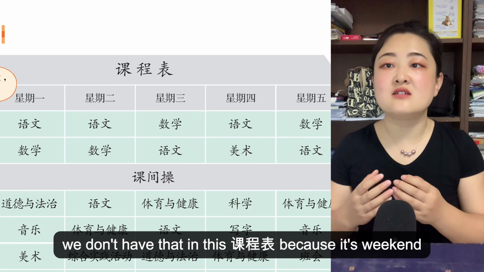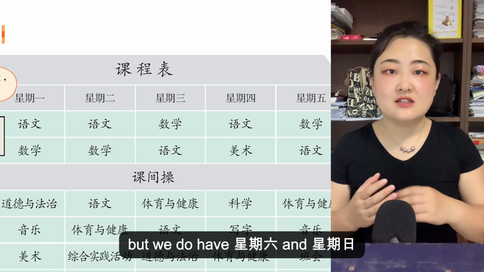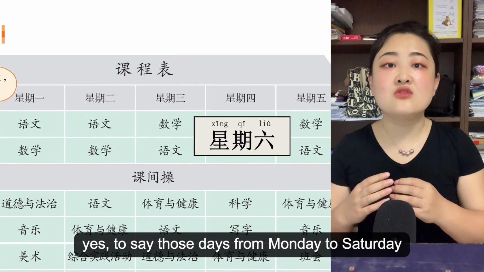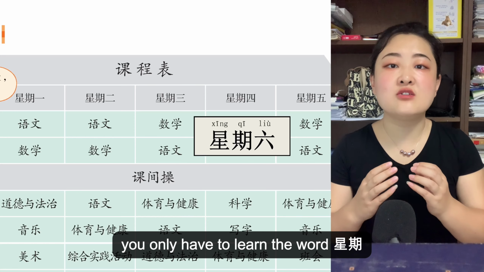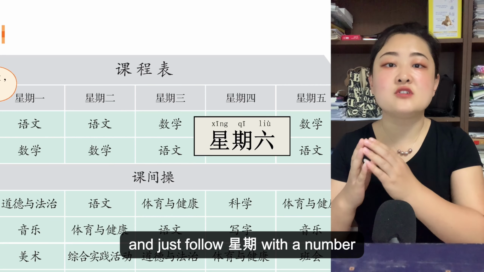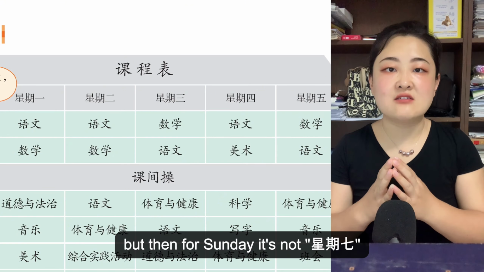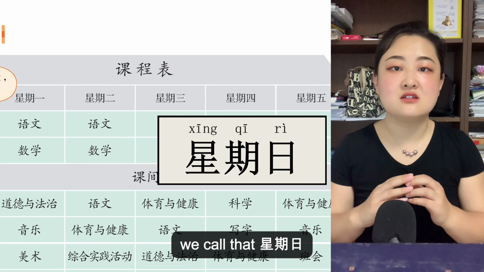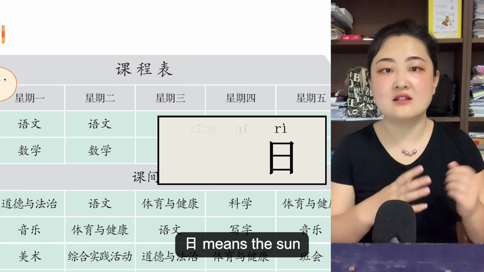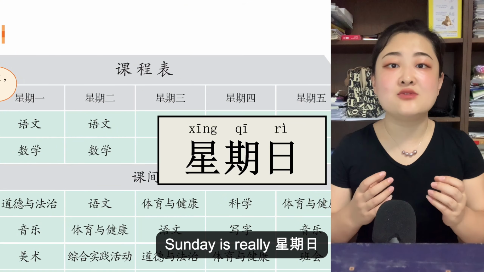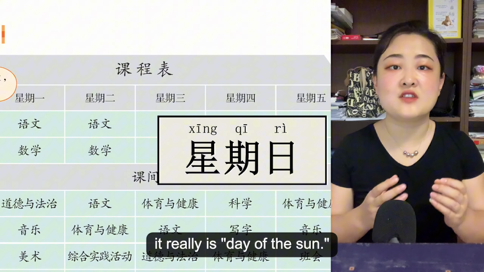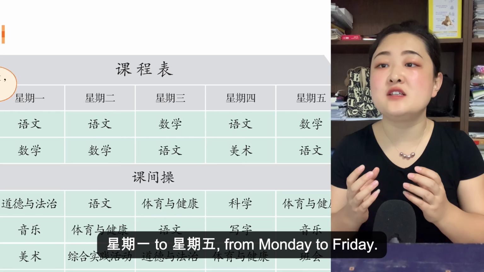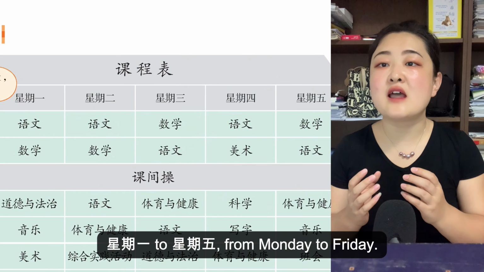We don't have that in this 课程表 because it's weekend, but we do have 星期六 and 星期日. 星期六 is Saturday. To say those days from Monday to Saturday, you only have to learn the word 星期 and just follow 星期 with a number. But for Sunday, it's not 星期七. We don't have 星期七. We call that 星期日. 日 means the sun. So yes, in Mandarin, Sunday is really 星期日. It really is day of the sun, Sunday, 星期日. But here, because it's a curriculum table, we only have 星期一 to 星期五, from Monday to Friday.